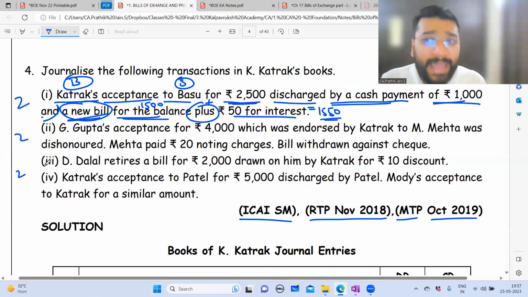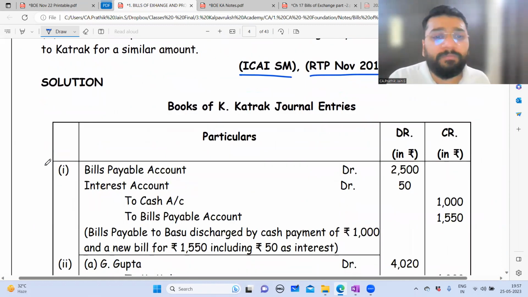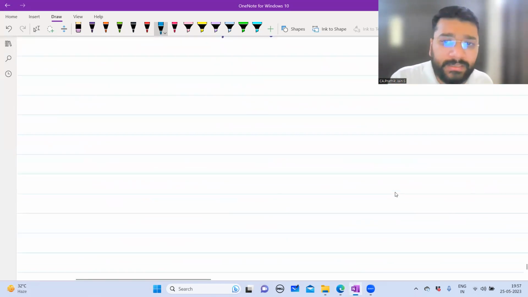So you have to focus on the main transaction. If this question is for 2 marks, and this line is focusing on the concept of renewal of bill, so what will I record? I'll record the concept of bill of exchange pertaining to renewal. So now let's do this question.